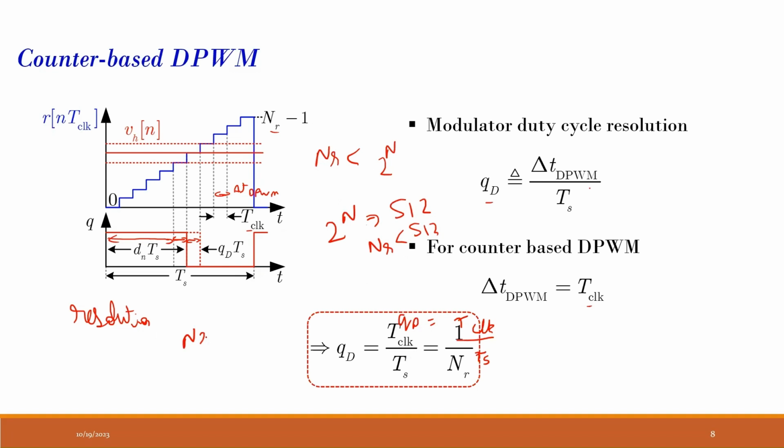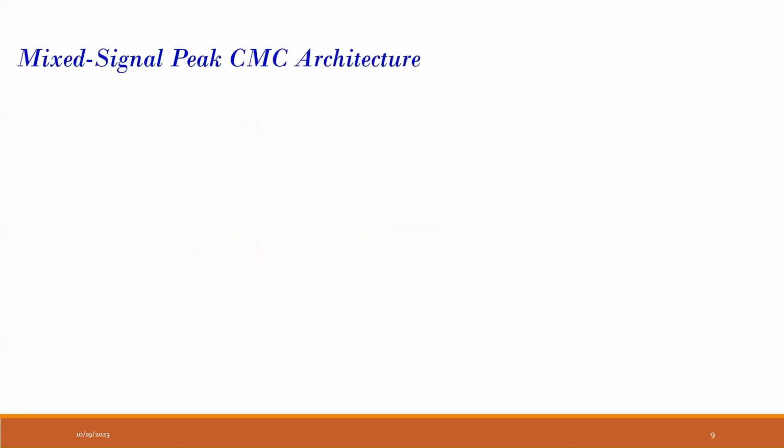So my NR can be, say, 300. But still, this duty cycle resolution capability is independent of the value of NR. It is not that if my NR is smaller, it will give more resolution, or if my NR is larger, it would give more resolution. For a particular n-bit counter, this is the resolution which is possible for you. So this is the counter-based DPWM.